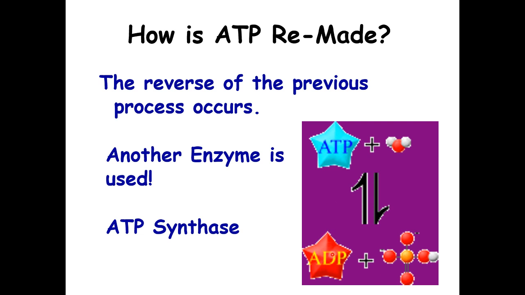But once it's broken down into ADP, immediately it gets remade into ATP, and the remaking process of ATP is called ATP synthesis, right? Making ATP. So the reverse is done by this other enzyme. So ATP is constantly broken down into ADP, but then it's constantly being remade back into ATP, okay?